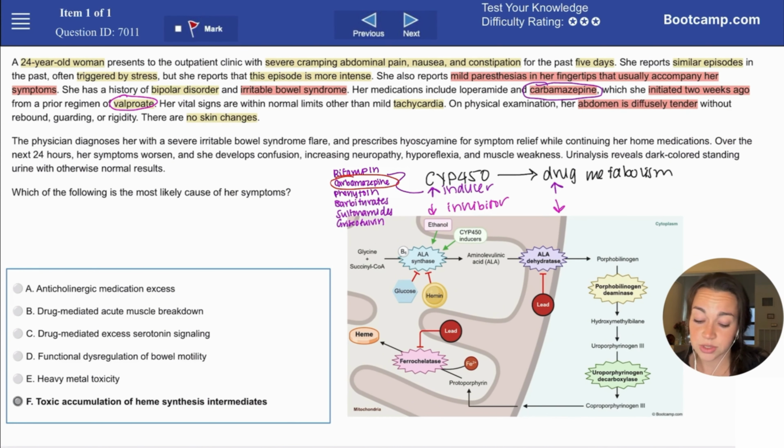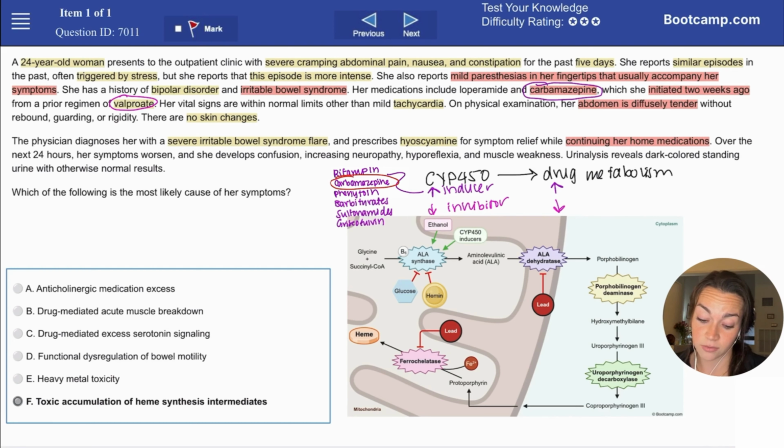So the physician is going to diagnose her with a severe IBS flare and prescribe hyoscyamine, which is an anticholinergic medication that can be used to help with abdominal pain and cramping. And then they are going to continue her home medications. And I'm putting that in red. That's another red flag of ours. They're going out of their way to tell you that they did not stop the offending medication, or this red flag hot button medication, carbamazepine, that had set off alarm bells for us earlier.